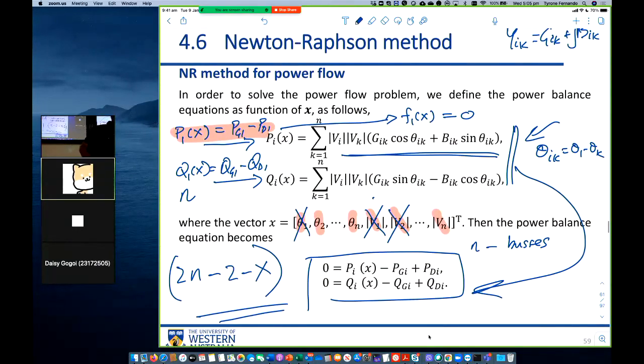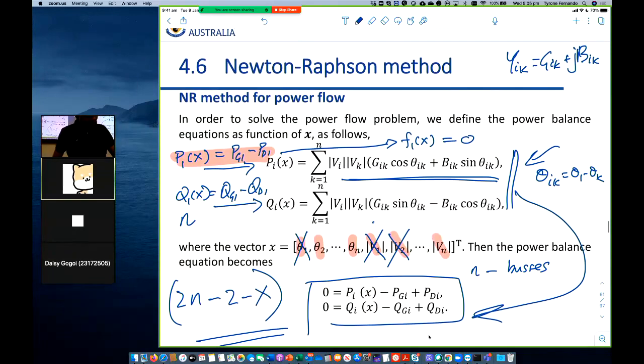Okay. So how do we apply that to Newton? How do we apply that to solve our nonlinear power flow equations? How do we do that?